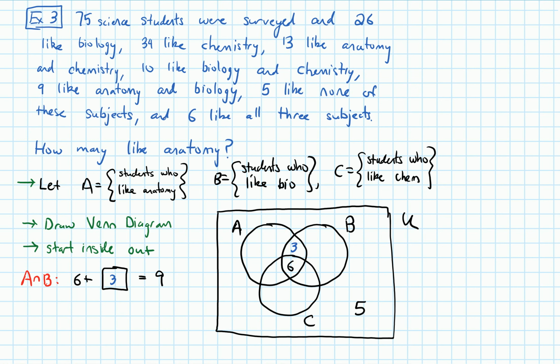So if I keep doing similar things, I could maybe next look at the intersection of B and C. So for that one, I would have to add 6 to some missing number.